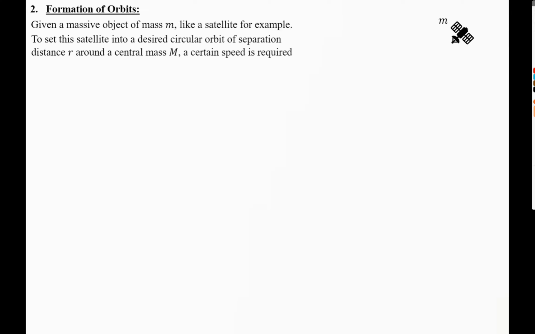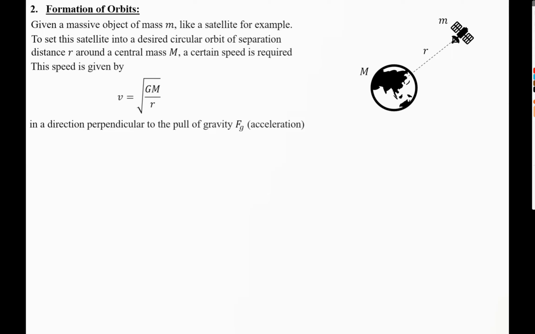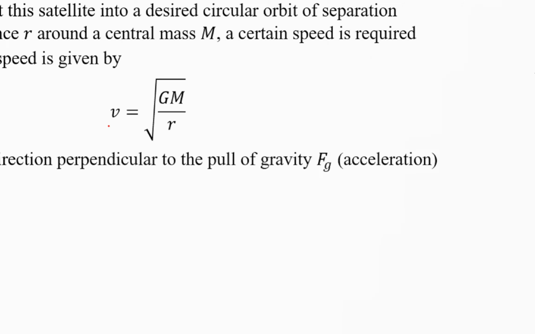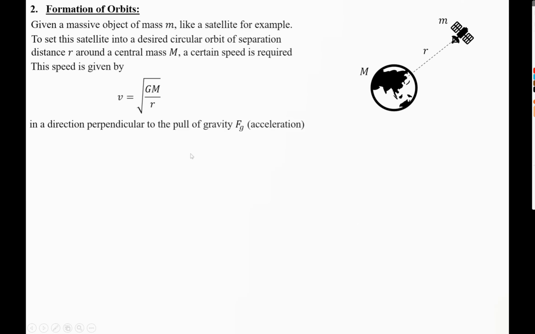And now the final section for this unit, Section 2, formation of orbits. Given a massive object of mass m, like a satellite for example, to set the satellite into a desired circular orbit of separation distance r around the central mass M, a certain speed is required. This speed is given by the square root of GM divided by r, in a direction perpendicular to the pull of gravity Fg. We have determined this speed using Newton's universal law of gravitation and circular motion.